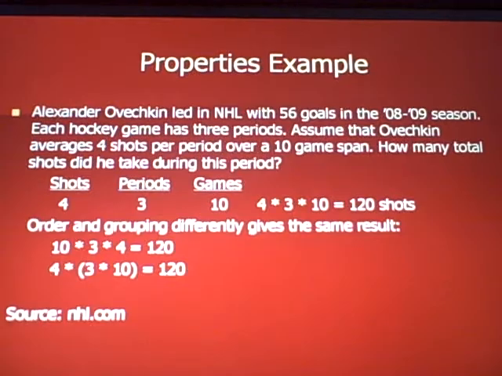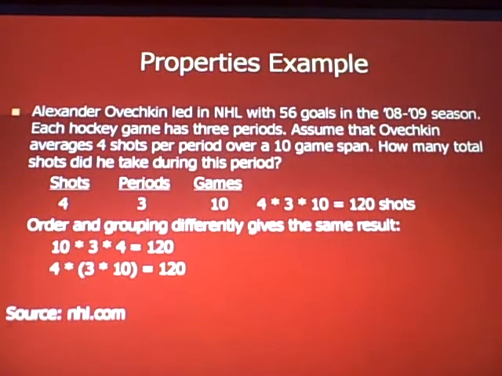And you'll notice that, first of all, it doesn't matter in what order we put those three numbers. 10 times 3 times 4 gives us the same result, 120. And it doesn't matter where we put the groupings. We could put the parentheses around 3 and 10. We get 120. We could put them around the 4 and 3. We'd still get 120.